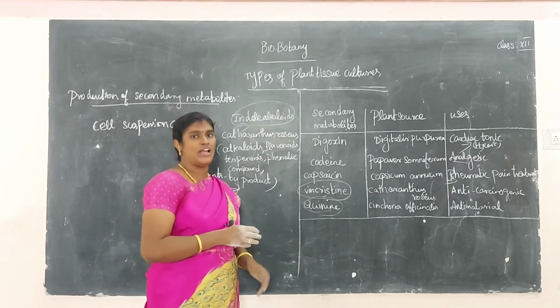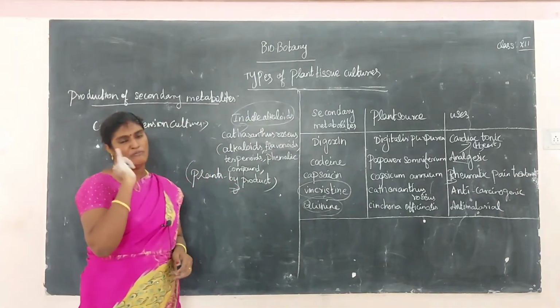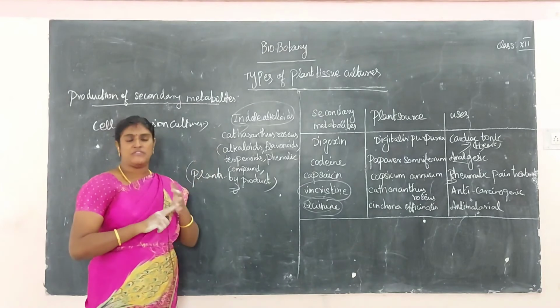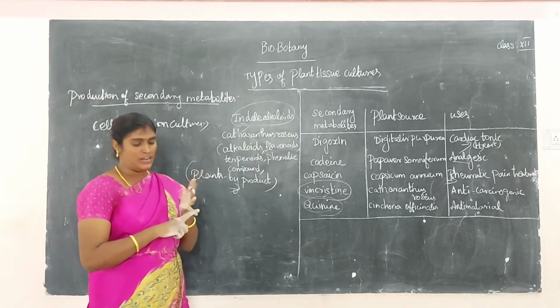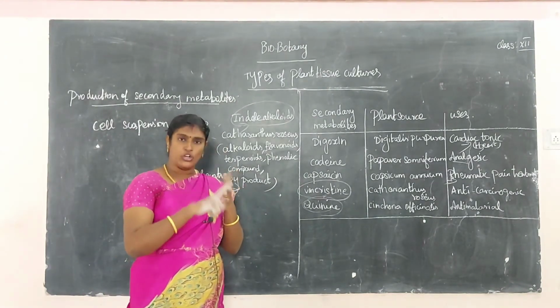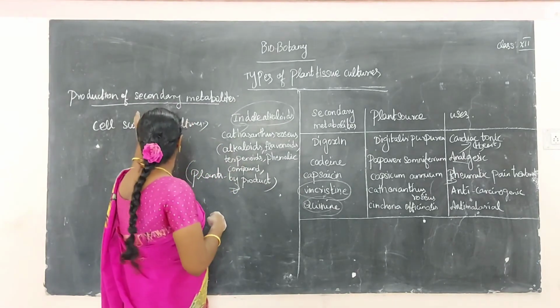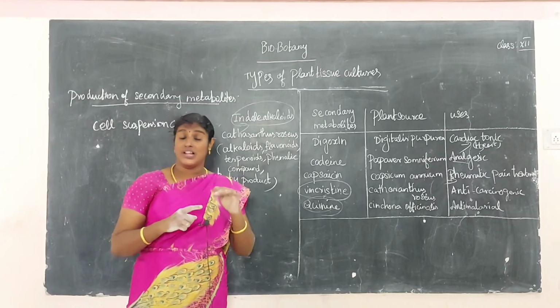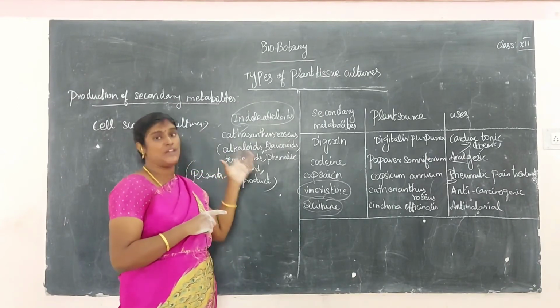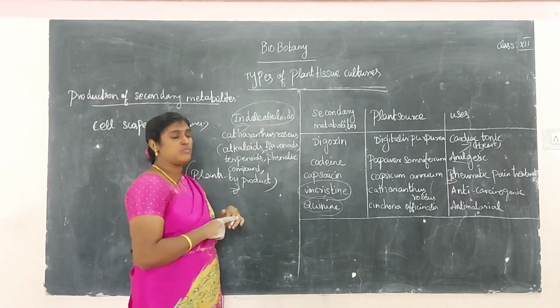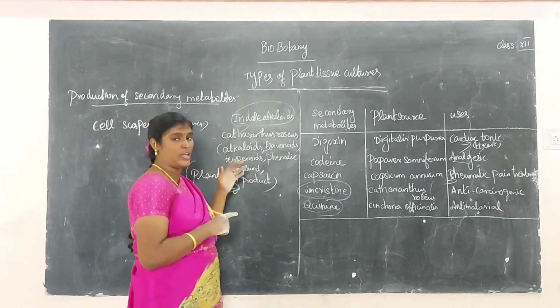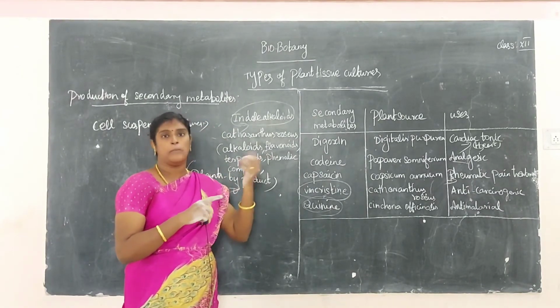So what have we learned today? First, the types of plant tissue culture: organ culture, meristem culture, protoplast culture, cell suspension culture. The next topic, production of secondary metabolites. Cell suspension culture can be used for the production of secondary metabolites. Secondary metabolites are chemical compounds obtained from the plant.